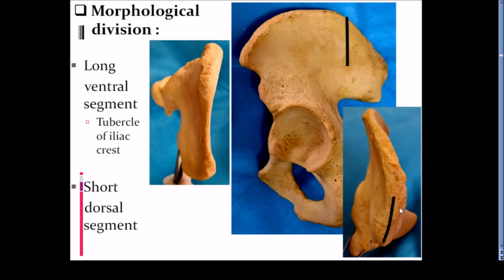Now what is the tubercle of the iliac crest? It is the elevation on the outer lip, lying just 5 cm behind the anterior superior iliac spine. This is the outer lip of the long ventral segment. So from the anterior superior iliac spine, 5 cm behind on the outer lip, this is the tubercle of the iliac crest.